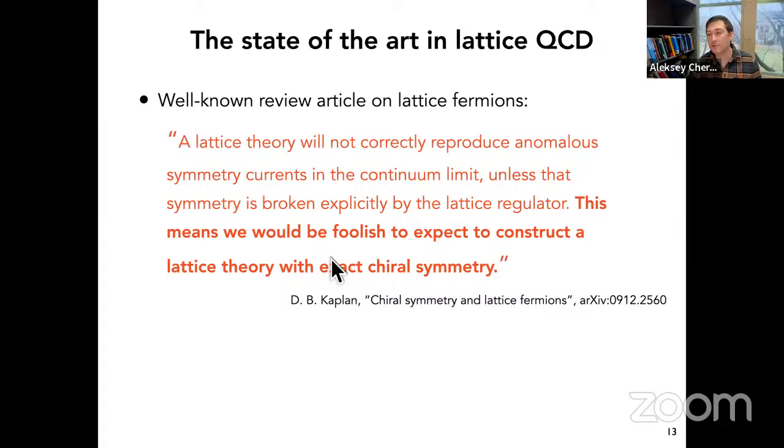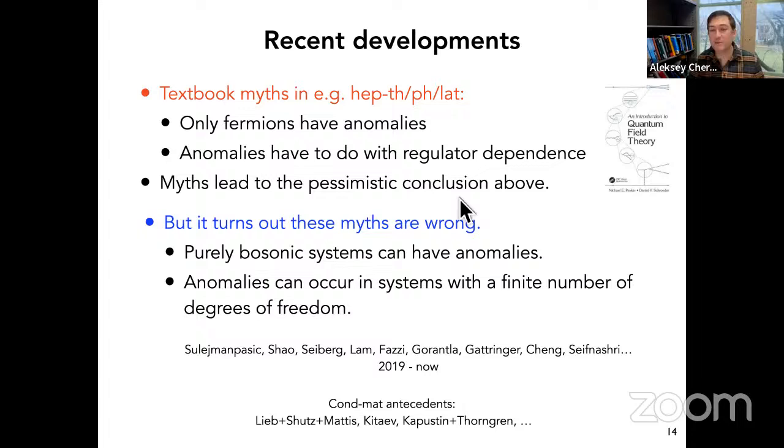But it turns out that these myths are actually wrong. And depending on the subcommunity, that's been clear for a long time. It's become much better appreciated in the last several years. For example, purely bosonic systems can have anomalies. Also, anomalies can appear, for example, in systems with just a finite number of degrees of freedom.